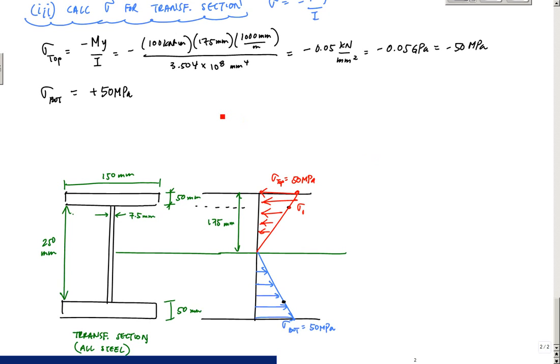Sigma 1 over this distance right here, which is 125 millimeters, is equal to sigma top over 175 millimeters, because the variation is linear. And that means that sigma 1 is equal to, oh gosh, I don't know, what is that?